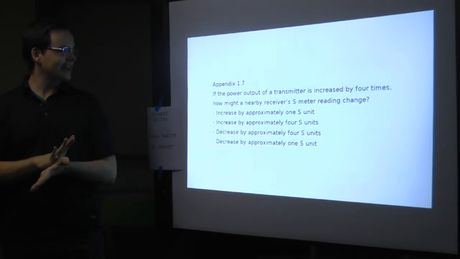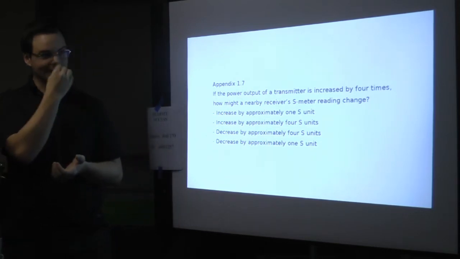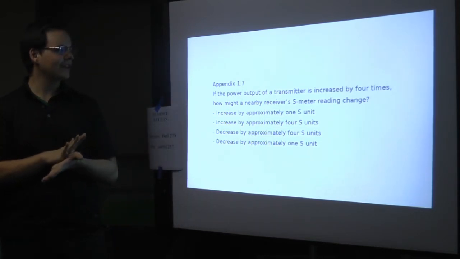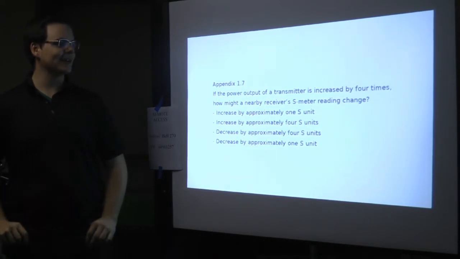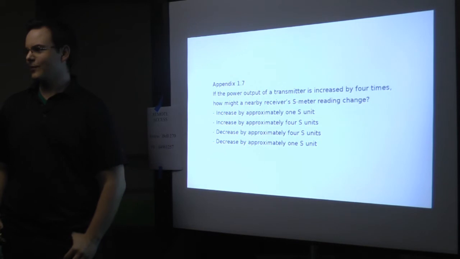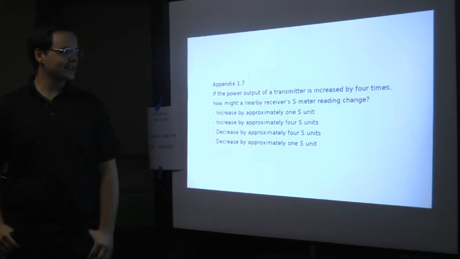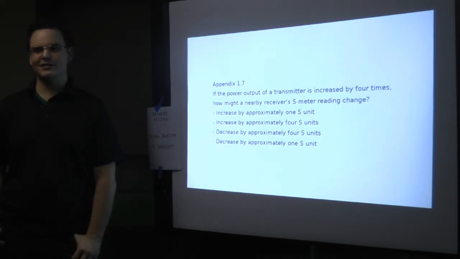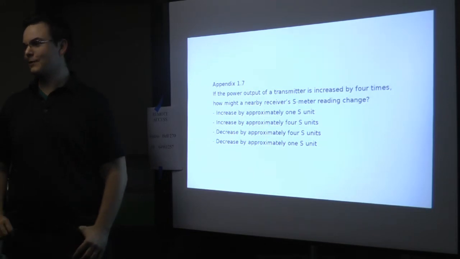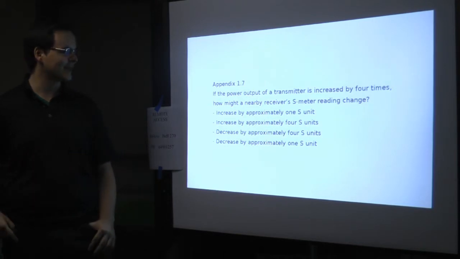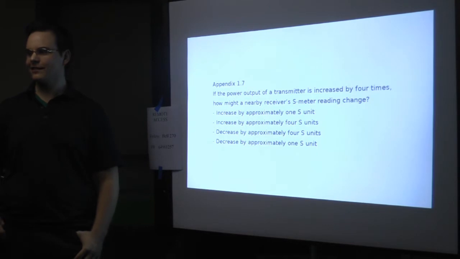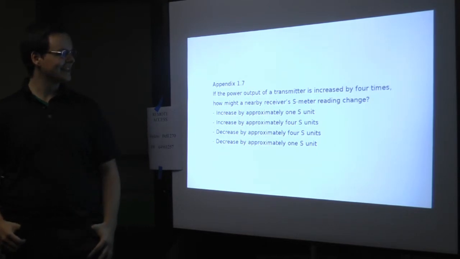So this is from the appendix. Okay, these ones, yes. If the power output of a transmitter is increased by 4 times, how might a nearby receiver's S meter reading change? Here's the first and funny thing about this. S meters are pretty bad. They have to be calibrated to work correctly, and most people don't calibrate them, so this is mostly a theory question and not actually a practice one. But you should know it if you read Appendix 1.7, and you remember what Appendix 1.7 is.